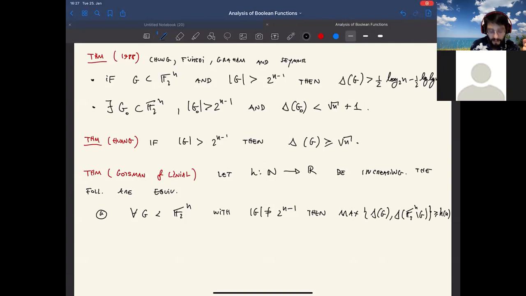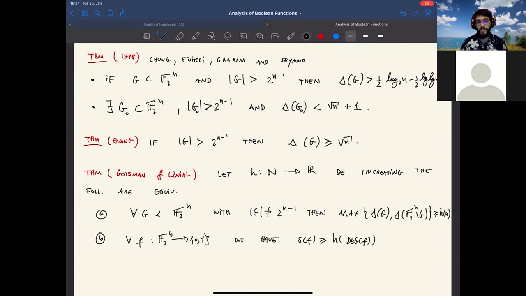So suppose you have that. That's equivalent to say, so for every graph you have this property. It's the same to say that for every Boolean function, we have the sensitivity of f is greater or equal than h of the degree of f. And we will see the proof of this result at the end of this lecture.